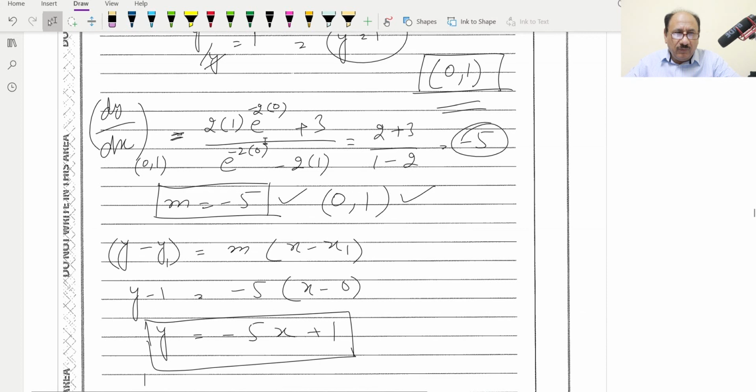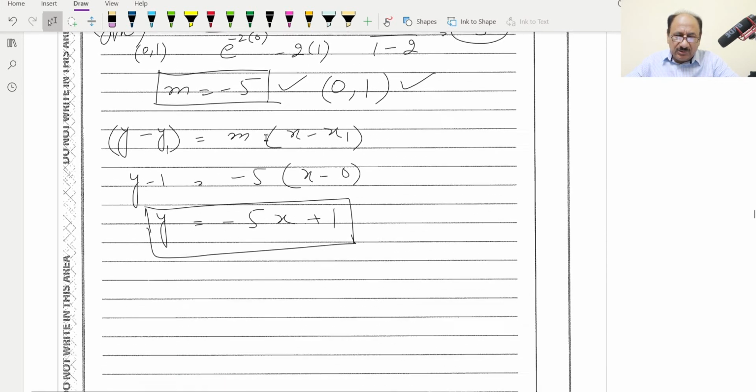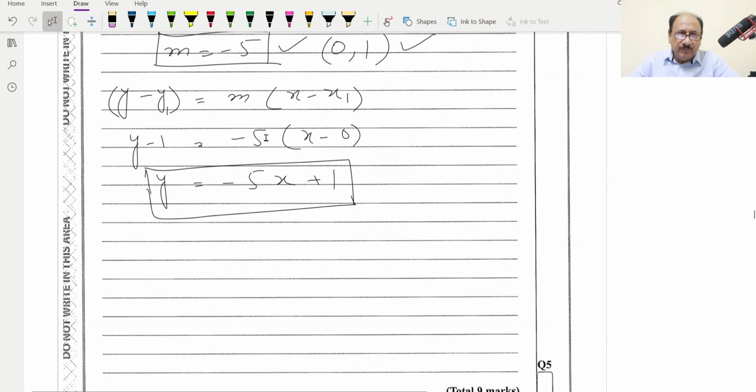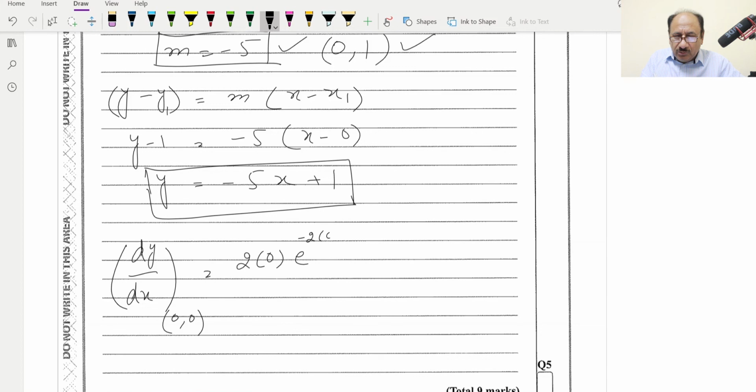And now we can write the second, because the second tangent is passing through the origin, and if we take the gradient of that equation, dy by dx at the origin, which is 0, 0, again we'll be replacing the values in the same equation, 2 into 0 e raised to minus 2 into 0 plus 3, and this will be divided by e raised to the power 2 into 0, which is minus 2x, minus 2 into 0, and this will be what?